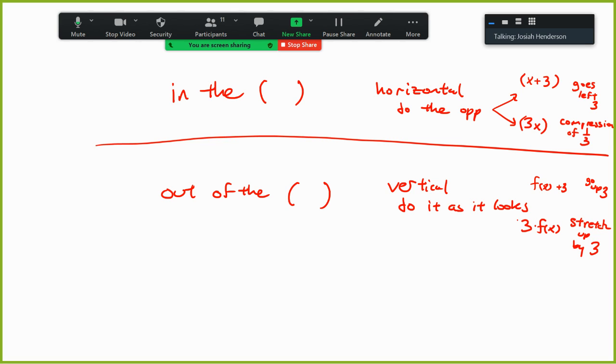So this is what's consistent, which I think is helpful, is that in the parentheses, it's always horizontal and it's always opposite. Outside, it's always vertical, and we do it as it looks like, as we think about it, instead of any oppositeness.